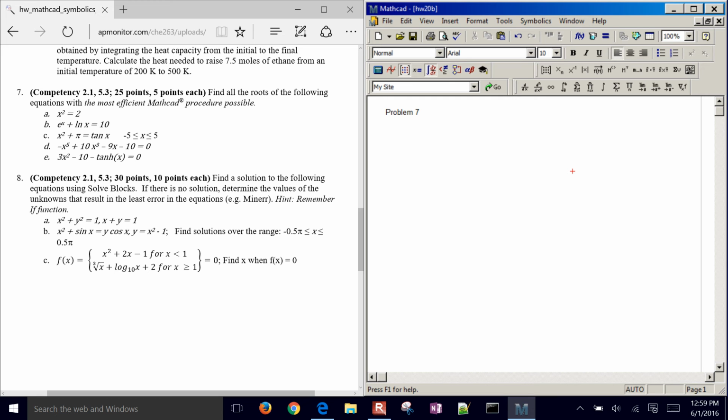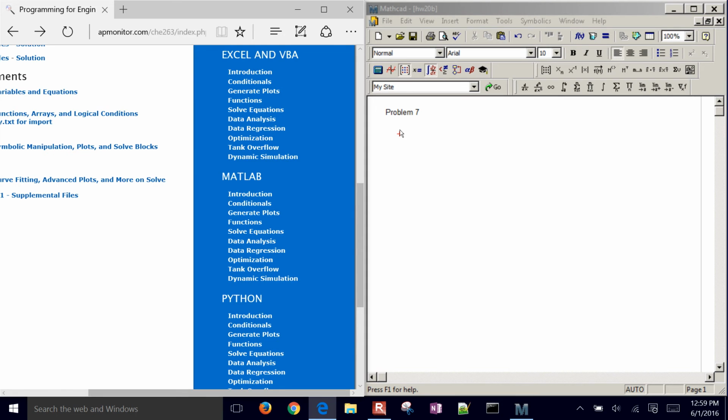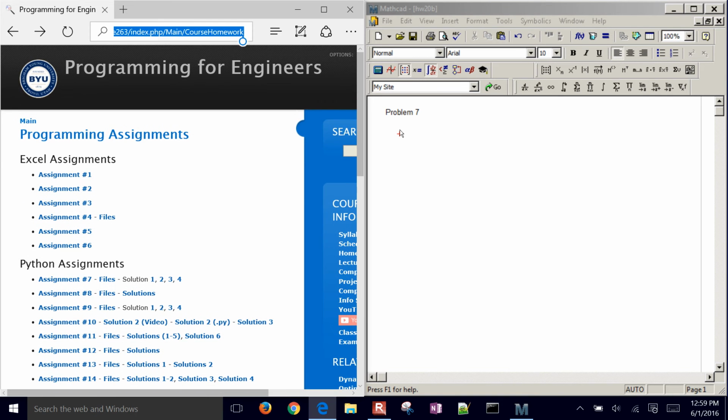In this problem we're going to be going through how to find roots of equations. We'll also go through another one where we use solve blocks to find the solution to equations. This homework is at the course website.